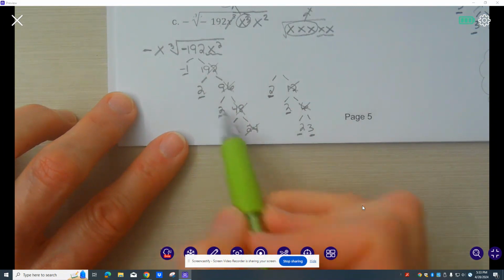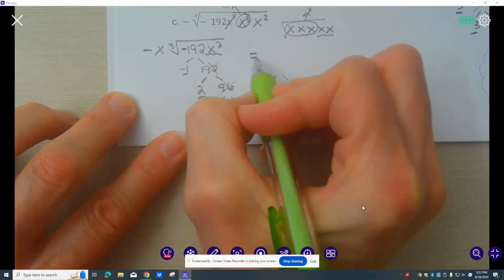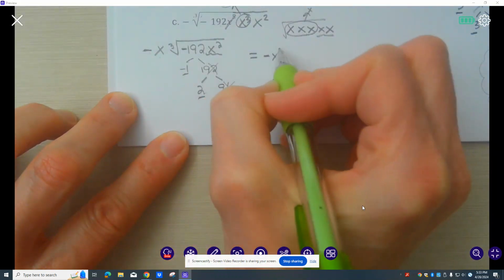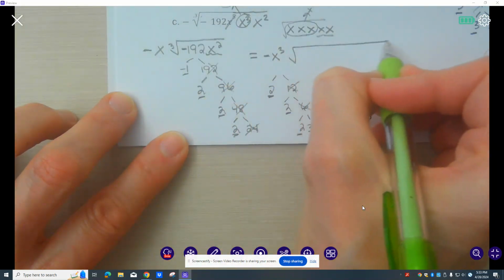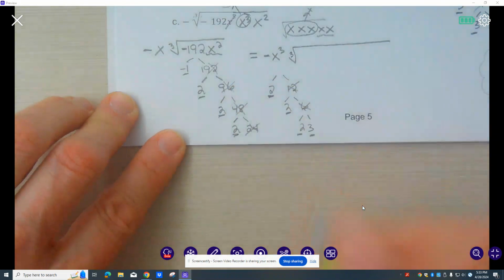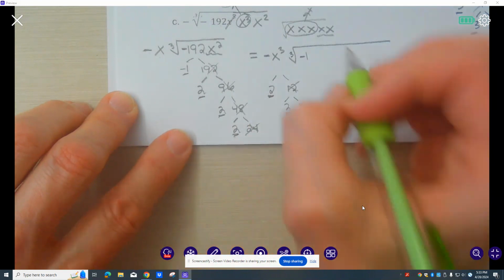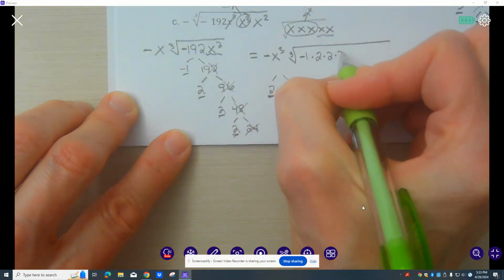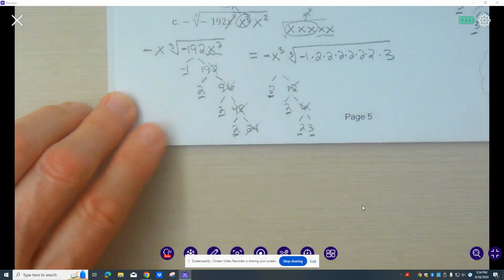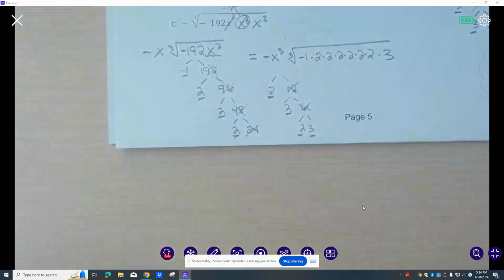So I have 1, 2, 3, 4, 5, 6 2s and a 3. So I'm going to write this right over here. What I have outside is negative x to the third. And then I'm going to draw a big old cubed root there. This is a cubed root. I'm going to put a little 3 there. And I'm going to put the negative 1 and 1, 2, 3, 4, 5, 6 2s, and a 3. Okay, I am actually going to erase this because I need a little more room.